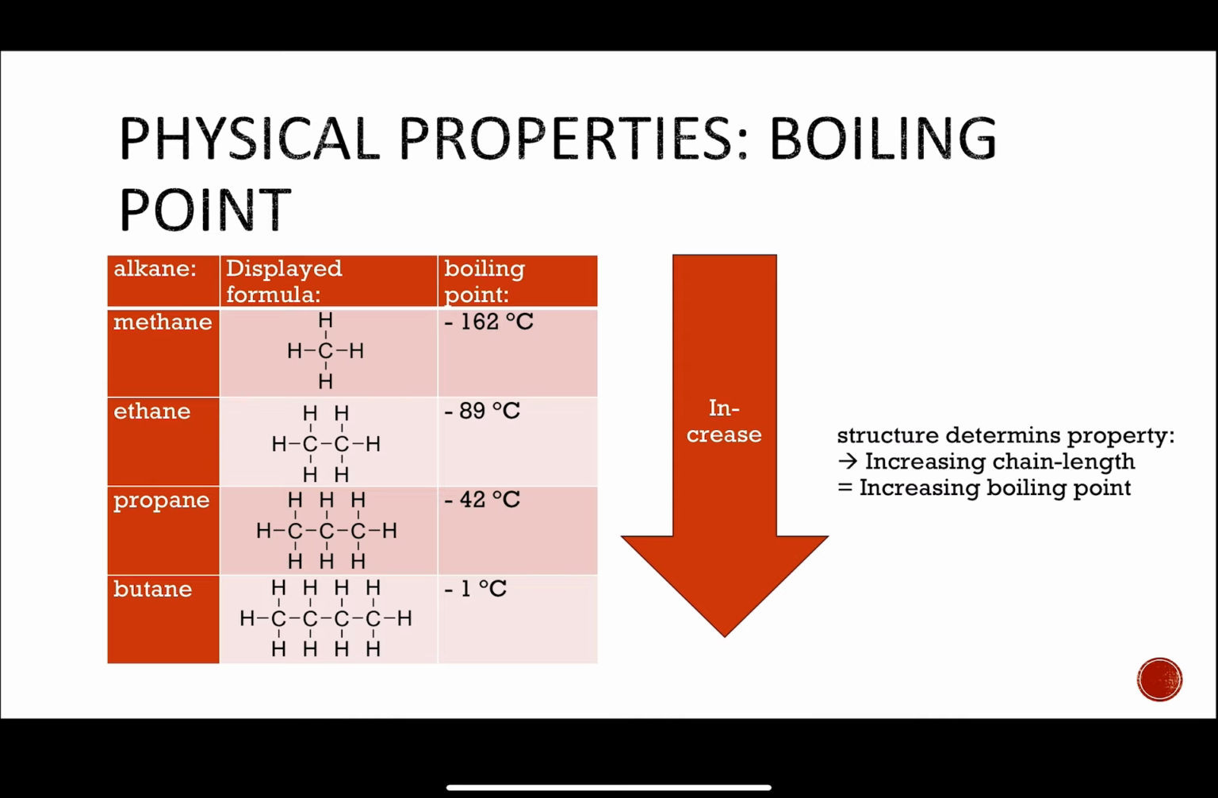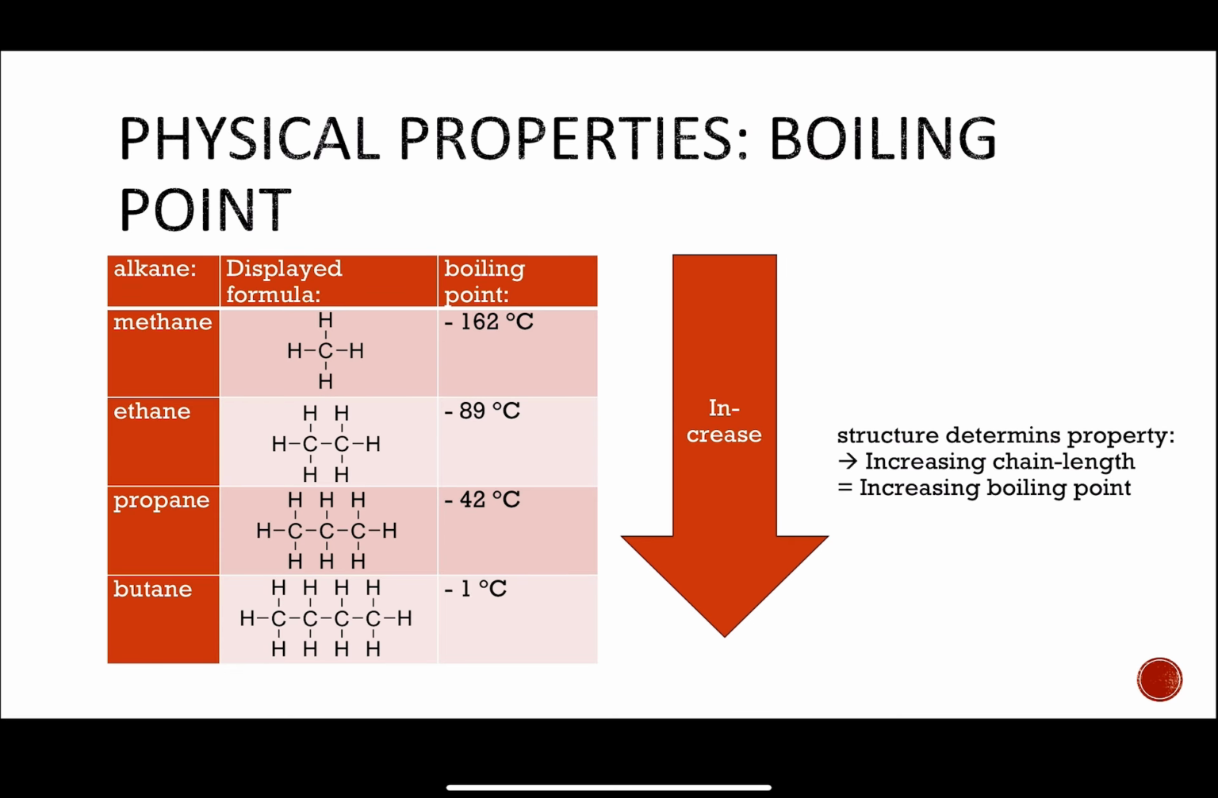Yes, because the negative temperature gets lower, this means the temperature increases, because -1 degree Celsius is warmer than -42 degrees Celsius. And what we can also observe from methane to butane is that the carbon chain length increases. So butane has the longest carbon chain of the four depicted molecules. And there's a very important principle in chemistry, and this is that structure determines property. We can see that an increasing chain length corresponds to an increasing boiling point.